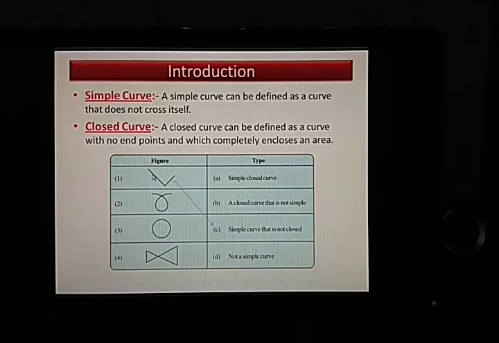Did it cross each other? No. This part and this part, did it cross each other? No. So it is a simple curve, but it is not closed. It is open. You can see.